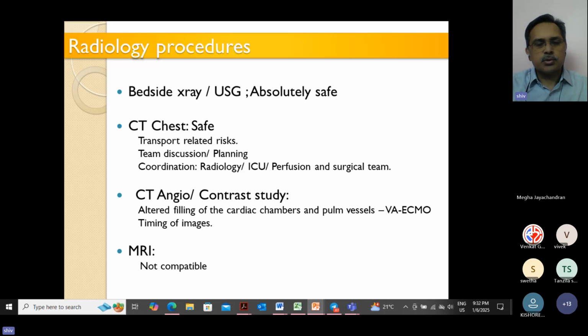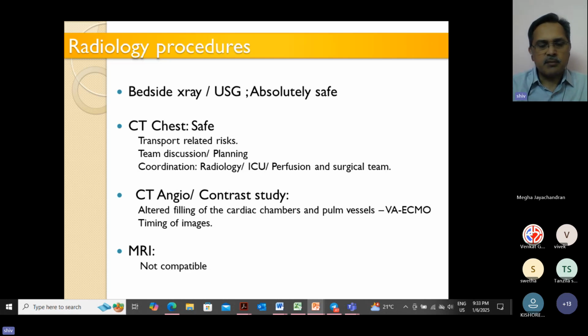CT chest is also safe, but the risk involved is of transport. So a good team discussion and planning, and good coordination between the teams, radiology, ICU, perfusion, and surgical team, are needed. Remember, if you have to do a CT angio or contrast study, it's important to talk to the radiologist who is going to be there, because especially during VA ECMO, when you give contrast, the timing of the images is very important, because the blood flow dynamics are very different on ECMO. So it's important to have a proper conversation about what you're looking for and what you want to understand from the studies.